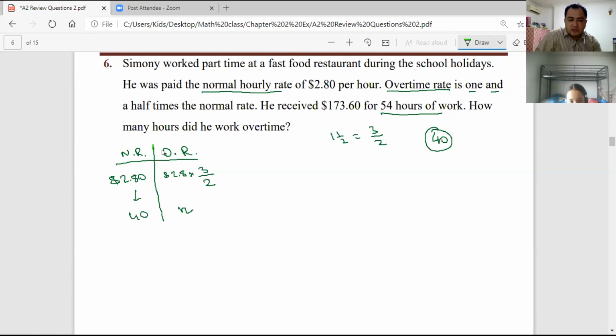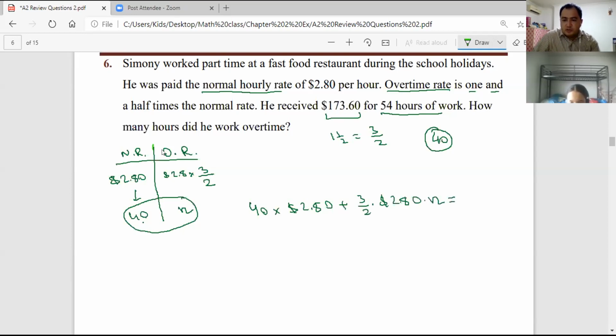And this is how you solve the question. Altogether, he earned this much, right? And how many hours did he work, Shahina? He worked 40 plus n hours. 40 hours is normal hours, n hours is overtime. For each normal hour he was paid 2.80. Plus for overtime, it is n hours, paid 3/2 times 2.80 per hour. So this total wage was 173.60.